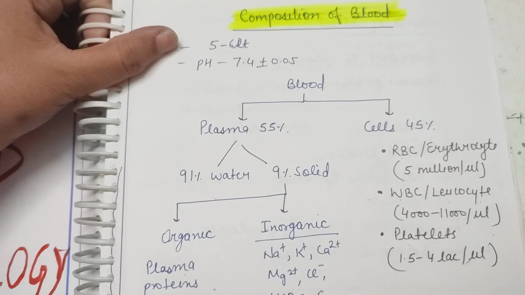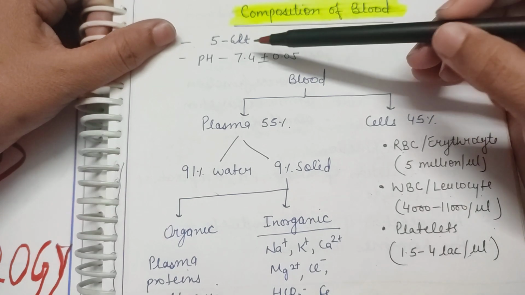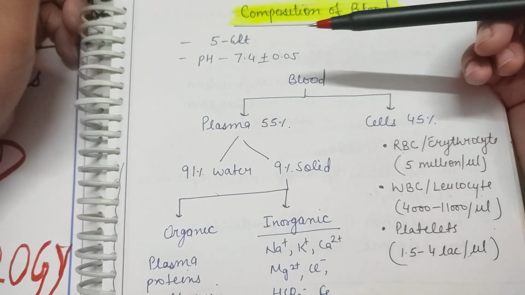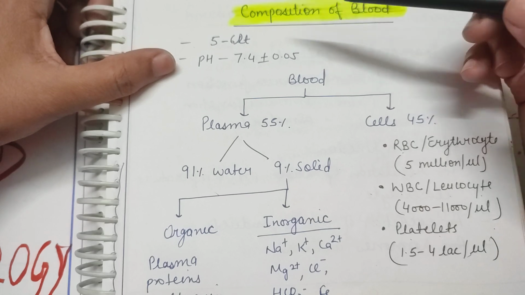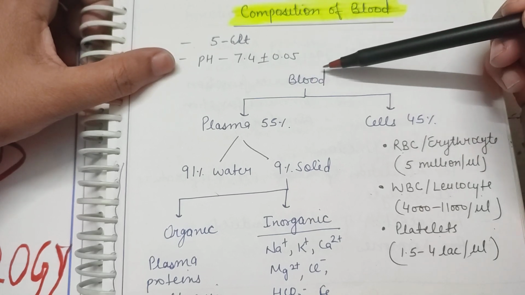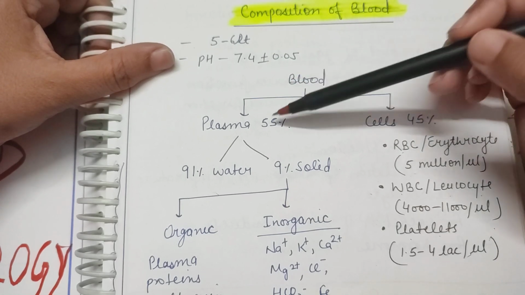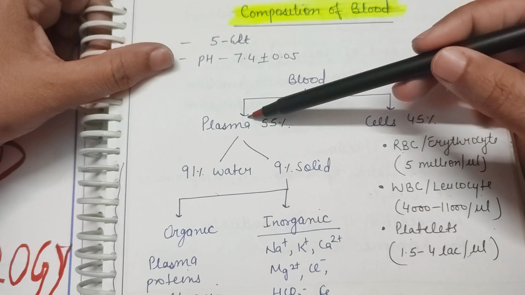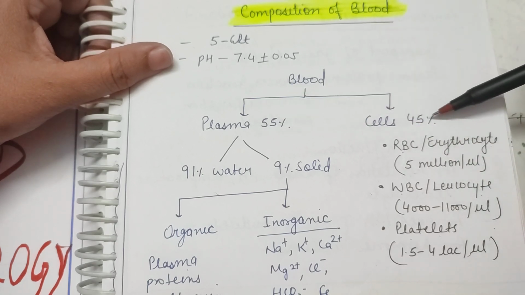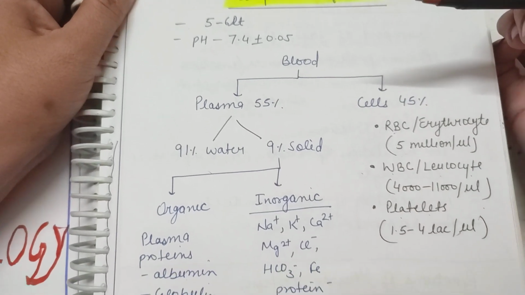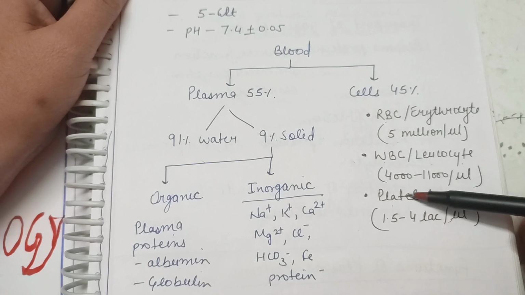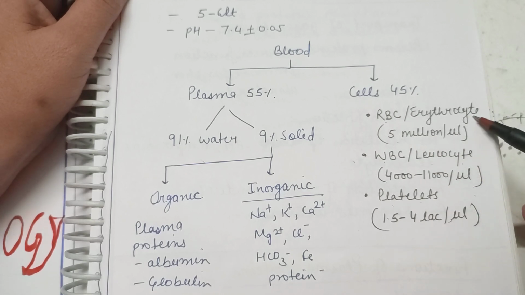Okay, so if we talk about blood, we have 5 to 6 liters of blood, which is roughly 8% of our body weight. pH is 7.4 plus minus 0.05. If we see the composition of blood, 55% is made up of plasma, 45% are cellular components. In the cellular component, we have three types of cells: RBC, which we call erythrocyte.